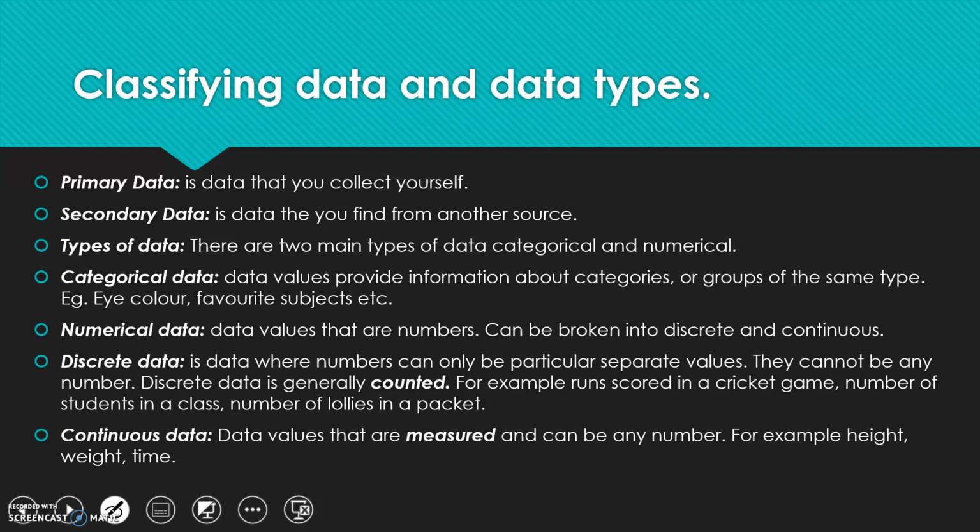Now, discrete data is data that is counted. So it can be numbers where they can only take particular separate values, so they cannot be any value in a set. For example, runs scored in a cricket game, number of students in a class, number of lollies in a packet, or things like shoe size. It can only take certain values, it can't take every value in a particular set. Continuous data are values that are measured, and they can be any number, so things like height, weight, time.